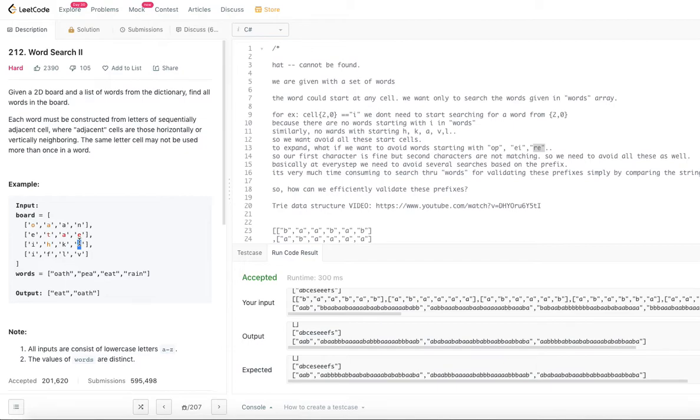That means at every step, what we are trying to see is, okay, do I want to go in that particular path or not? That kind of decision we are trying to make.